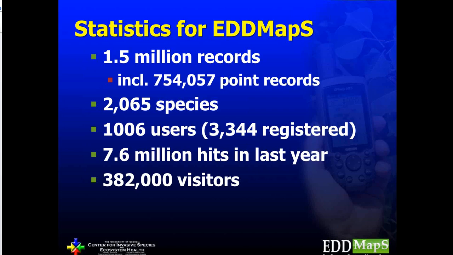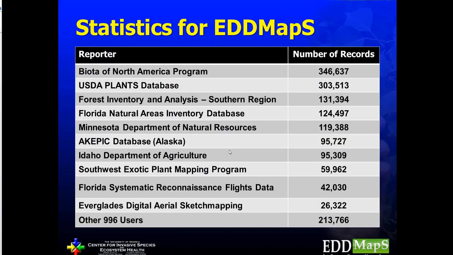So we've been able to do some enhancements and some work that work for each of the different funding agencies. We currently are handling 1.5 million records in EDDMapS, of which about half of those are actual point records. Some of the other ones are older county-level herbarium records. And we've got over 1,000 people who have registered who have actually submitted data, and even more who have registered. And the website received 7.6 million hits in the last year.